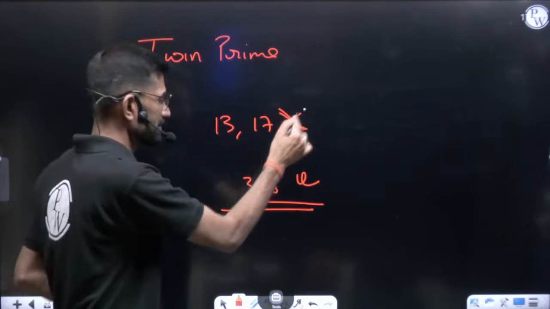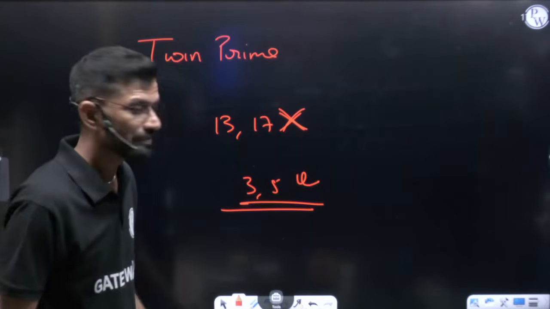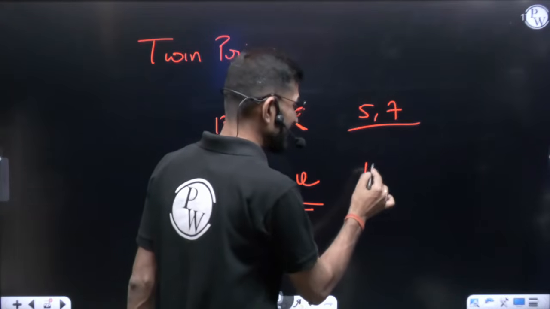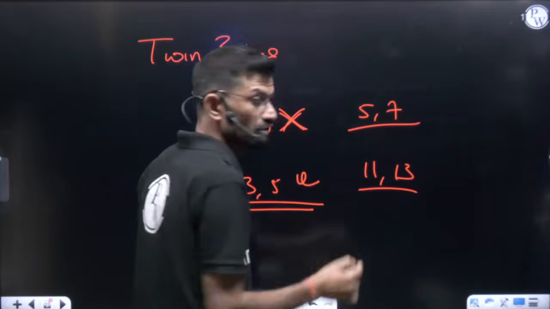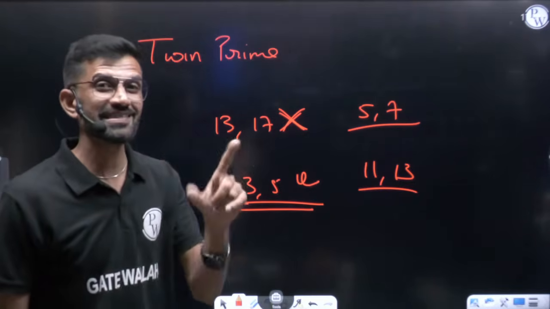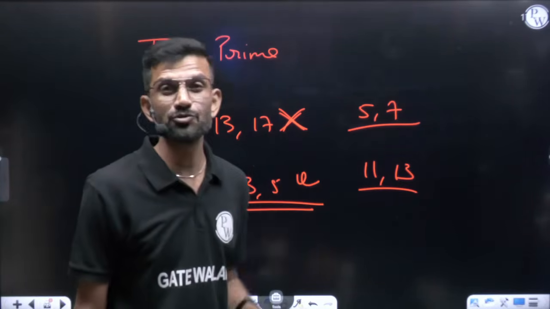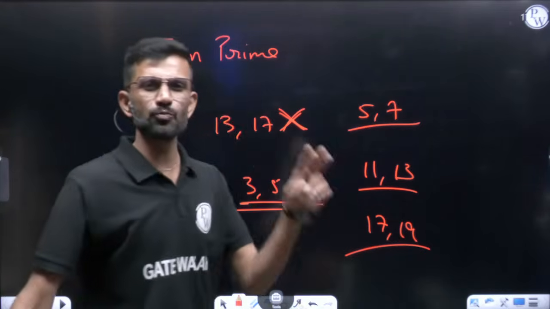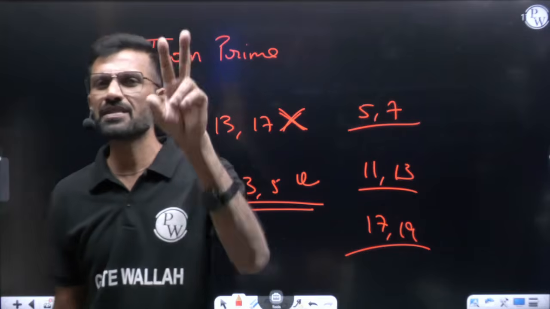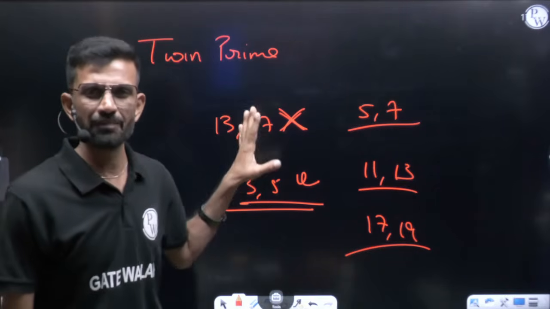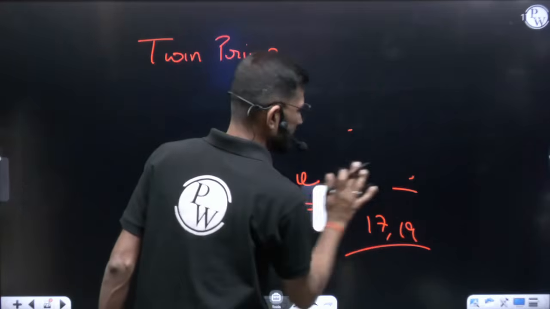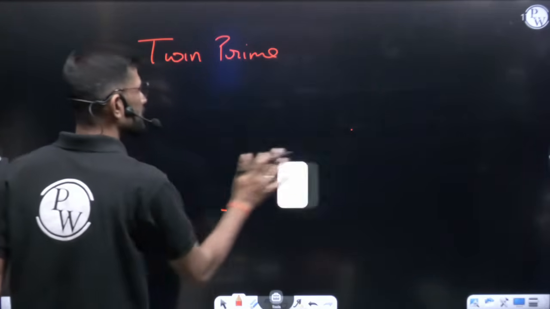This is not twin prime. This is a twin prime number. Further example, 5 and 7, twin prime numbers. Further, 11 and 13, twin prime numbers. Don't say 7 and 11. The difference between them should be 2. Further, you can say 17, 19. So any 2 prime numbers whose difference is 2 will be called a twin prime number. Anyhow, this is not that important. Only to show you the difference, I am saying this twin prime.